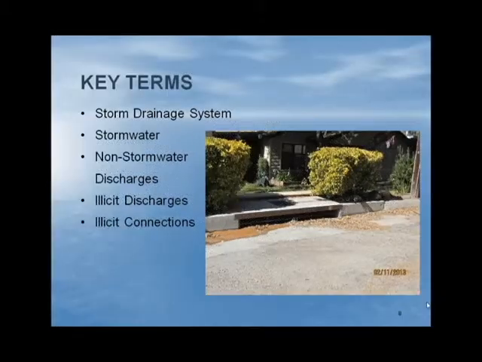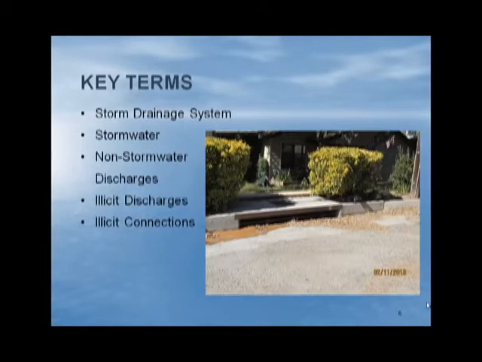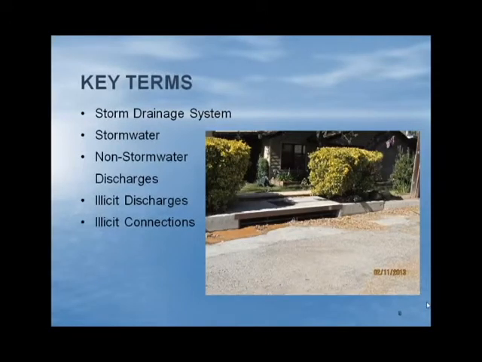In the next section, we will define key terms frequently used to identify illicit discharges in stormwater. While the video referred to illegal discharges, these are essentially the same as an illicit discharge. The following slides will provide a more detailed description for each of these terms: storm drainage system, stormwater, non-stormwater discharges, illicit discharges, and illicit connections.